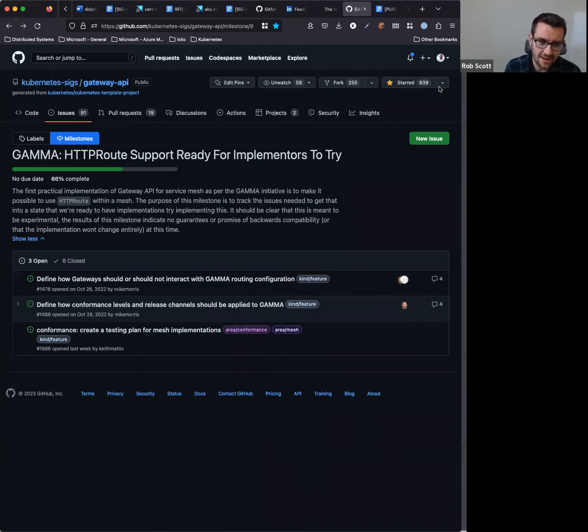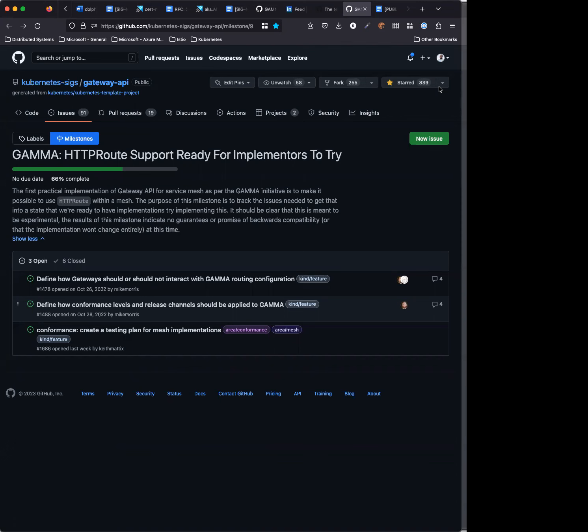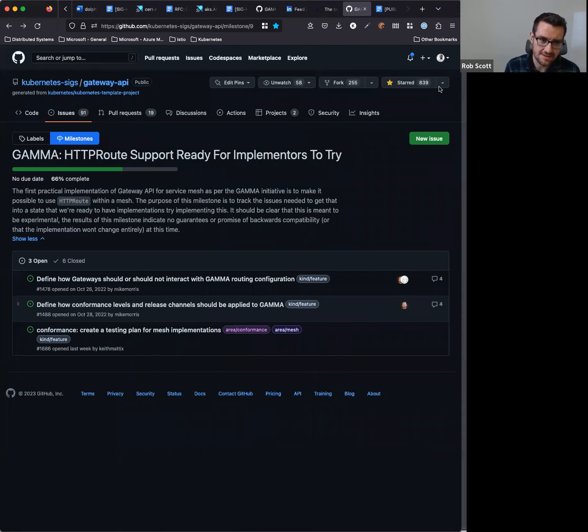Oh, I think I get the question. The idea, at least as I understand it, is that Gamma would become a part of the experimental channel in Gateway API. So it would be a subset of Gateway API. Okay. So just want to mention, because HTTP route is in beta and it's shared between Gamma and Gateway. So technically it's not going to change, but the others can still be tweaked, as far as I understand. Yeah, that's fair, because TCP route is still experimental. There is room to change it.